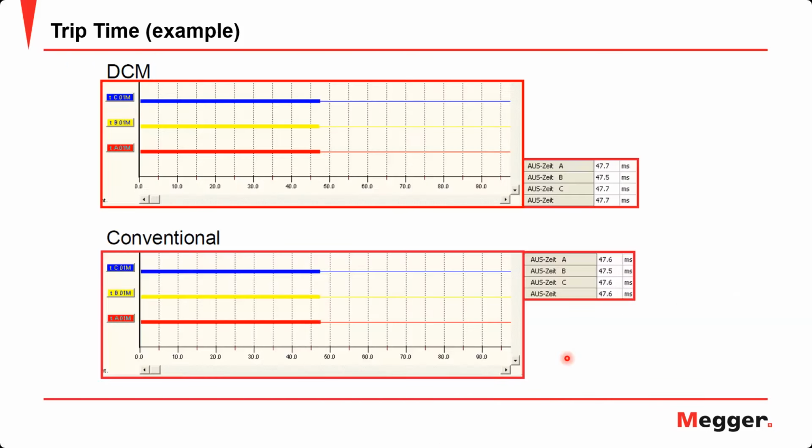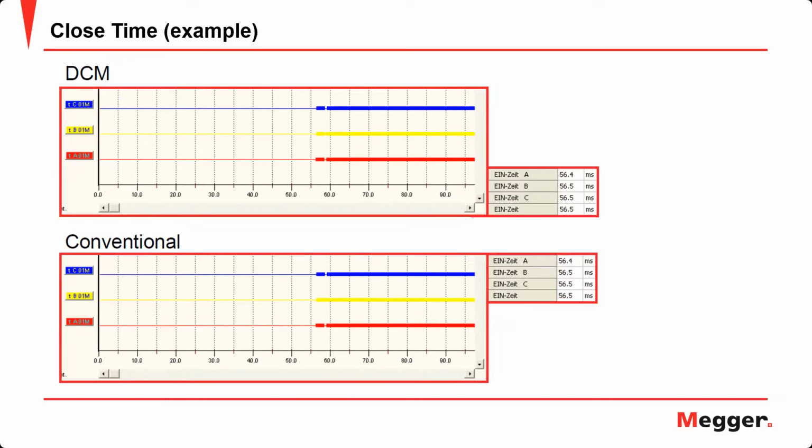This is an example result comparing dynamic capacitance measurement, the dual ground method, and the conventional method. You can see there is very little difference between the two. By the way, here, the thicker line represents the closed condition, and the thinner line is the open condition. This is another example for a closing operation.